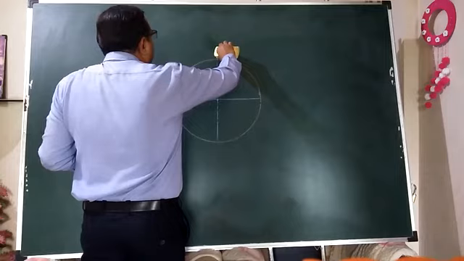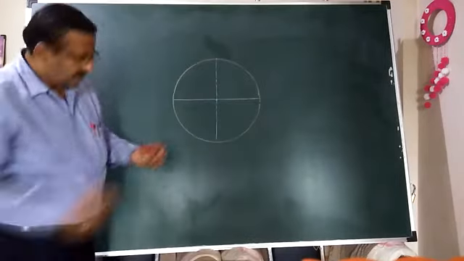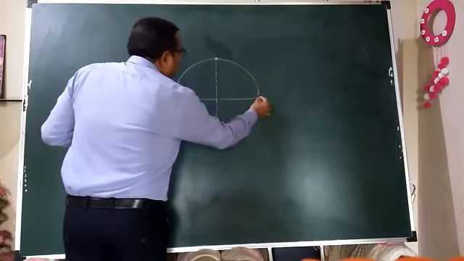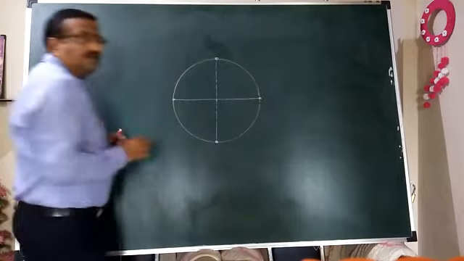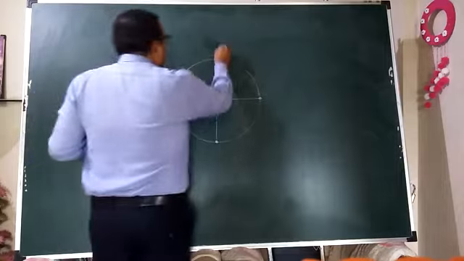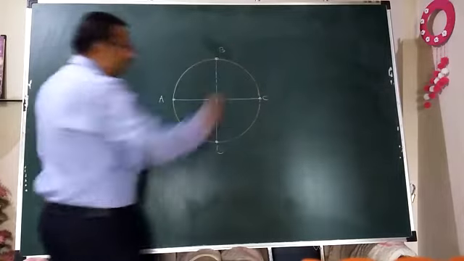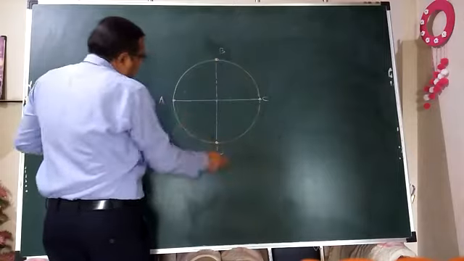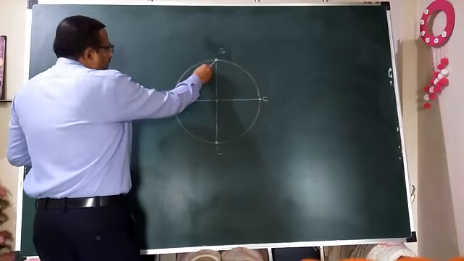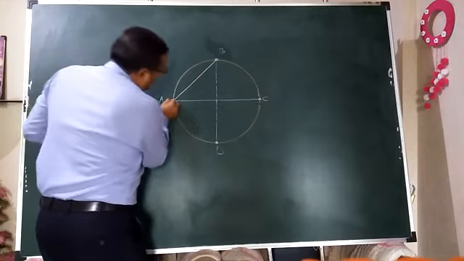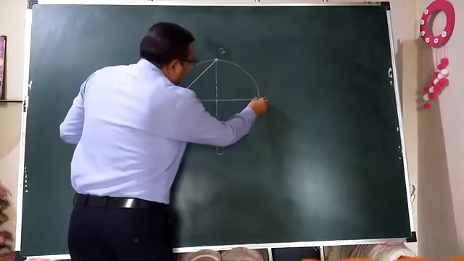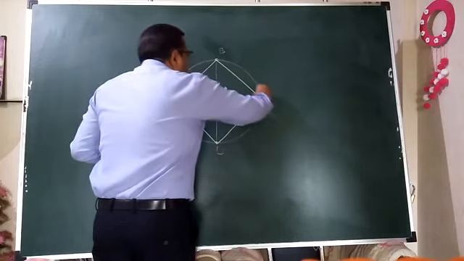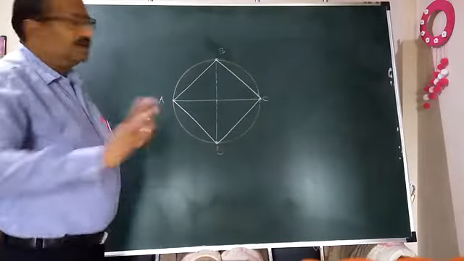Now next, what? All 4 corners of that square we have got on the circumference of this 60 mm diameter circle. I will name them A, B, C and D. Now straight away, just connect A, B, B, C, C, D and again D, A. So naturally the desired solution will be like this. That is, the square is inscribed in a circle of 60 mm diameter.